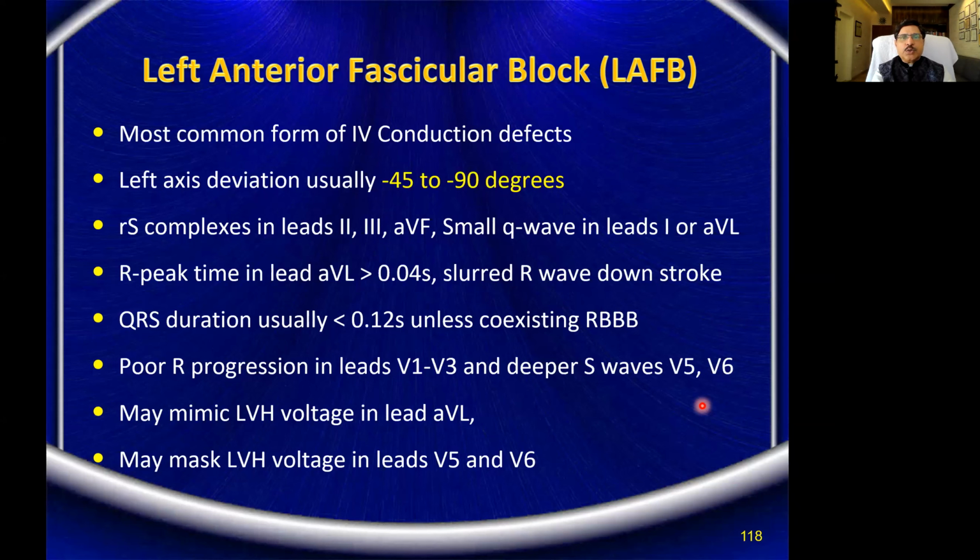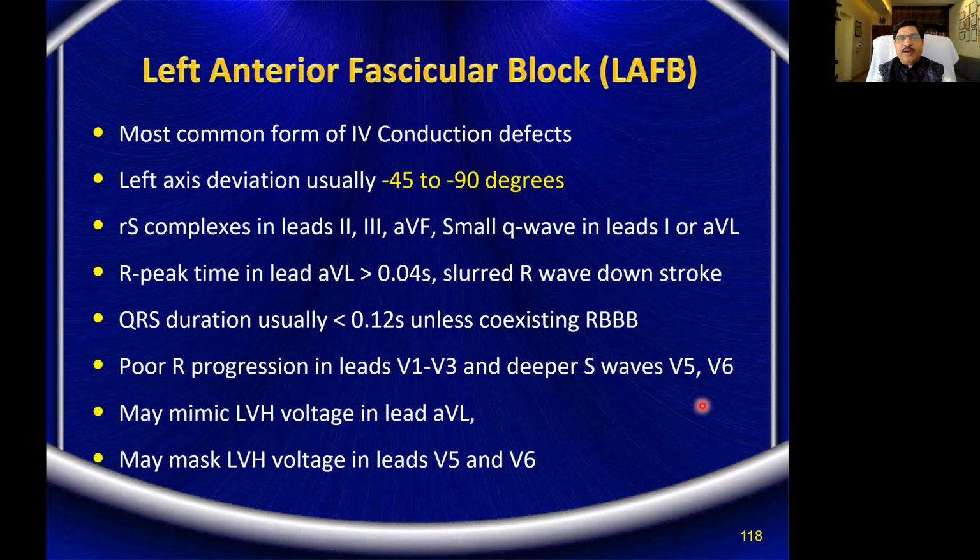Left axis deviation is usually minus 45 to minus 90. They will present a very severe left axis. RS complexes in leads 2, 3, aVF and small Q wave in L1 and aVL. I will show you in the ECG. R peak time, that is from the starting of the R wave to the end, will be delayed because of the anterior block, it will be more than 0.08. Total QRS itself is 0.08, and the upstroke of the R wave will be delayed and slurred R wave in the downstroke. Upstroke is delayed, downstroke is slurred.